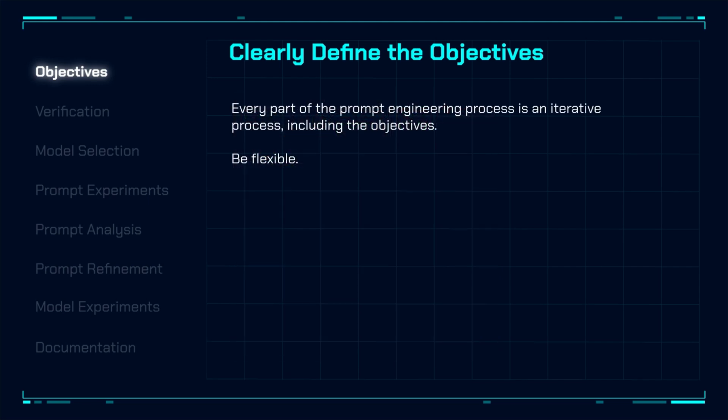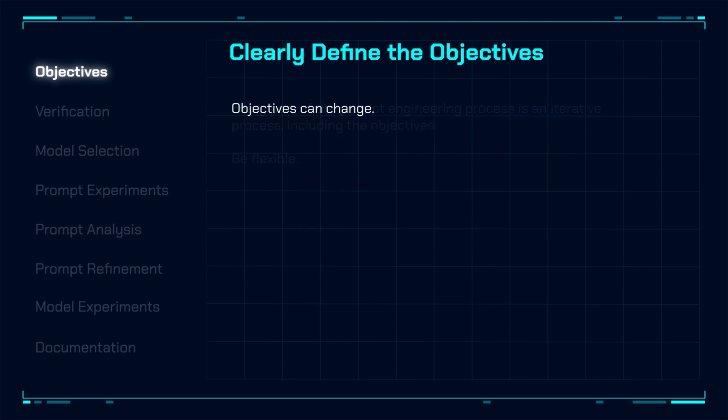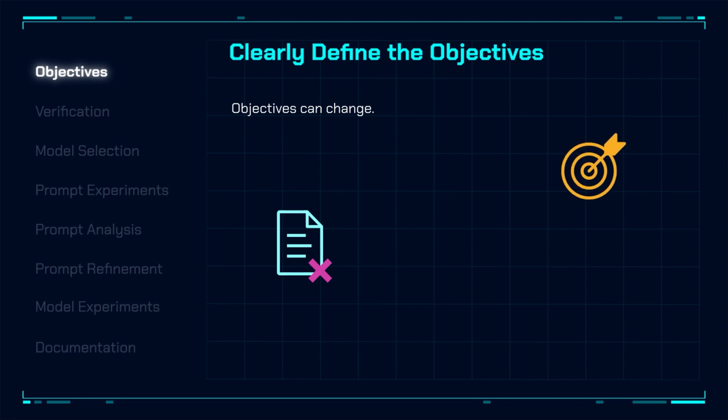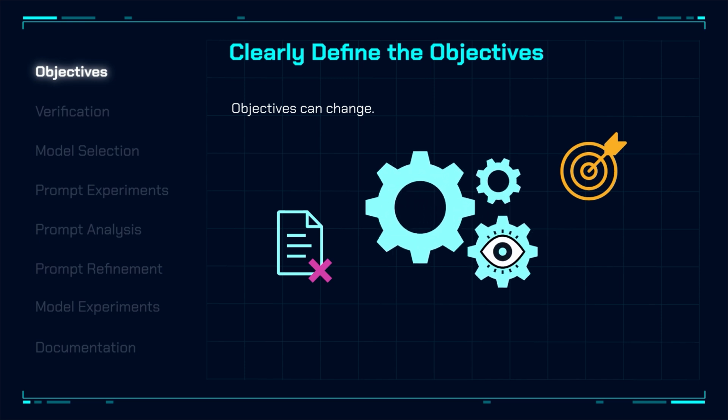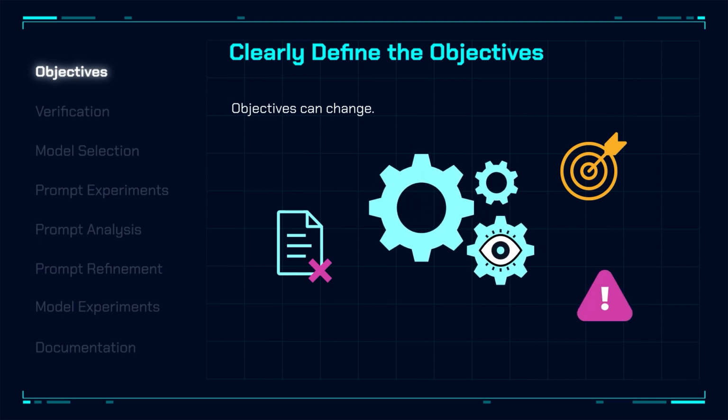It's important to be flexible when defining the objectives. Every part of the prompt engineering process is an iterative process, including the objectives. Objectives can change for a variety of reasons. You may discover that the desired outcome isn't possible or practical. You may find that the objectives need to be more or less specific. You may also find that the objectives are attempting to accomplish something that's too complex for one prompt alone. Regardless of the reason, it's important to be flexible and iterate on the objectives as needed.